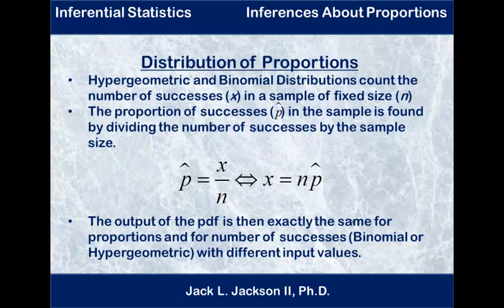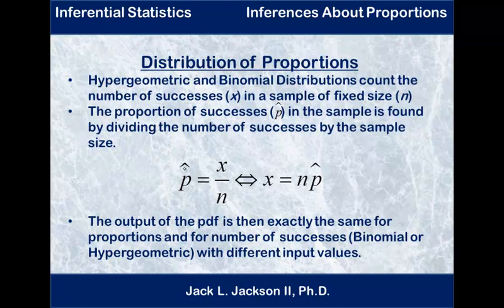When we talk about the proportion of successes in a sample, we find that by taking the number of successes and dividing by the sample size. So it's the fraction or proportion, and might be in decimal or percentage form. But it is the proportion of successes in that sample. We'll use the symbol p hat, this p with a little caret above it. So p hat is x over n, or x is n times p hat.